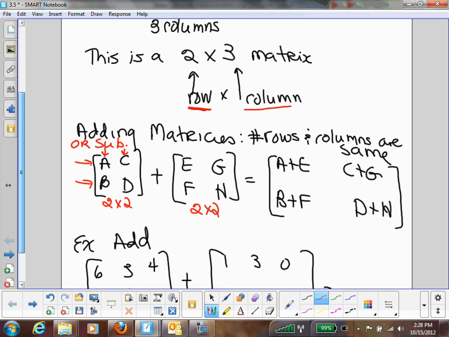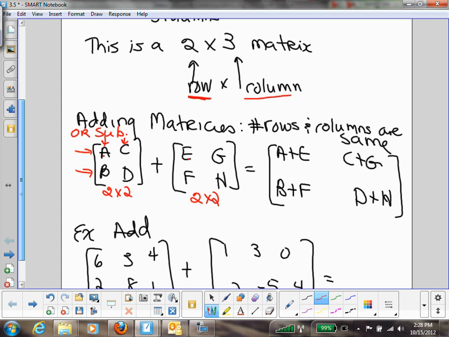Okay? The way we figure out what the sum of those matrices is, is by adding the individual elements. Now, we have to get them in the right spot. A can only be added to E because it's the first element in each row and in each column. Does that make sense? C can only be added to G. B can only be added to F, and D can only be added to H. Okay, and so that's what I'm telling you right here when I'm setting up this example.